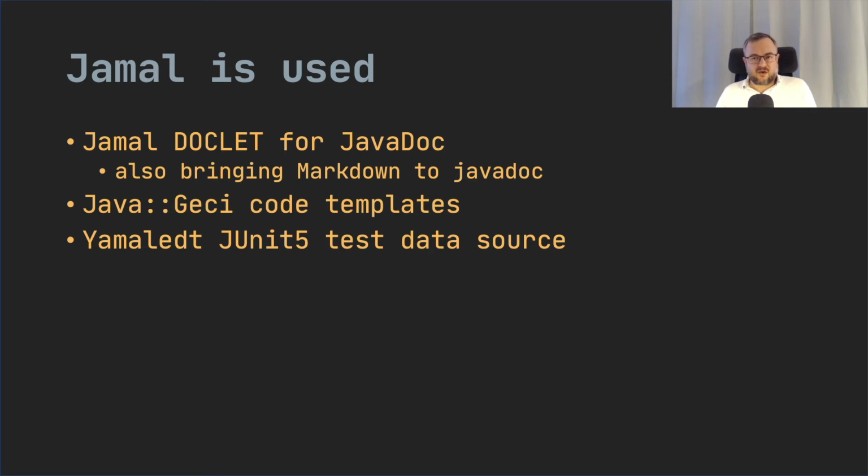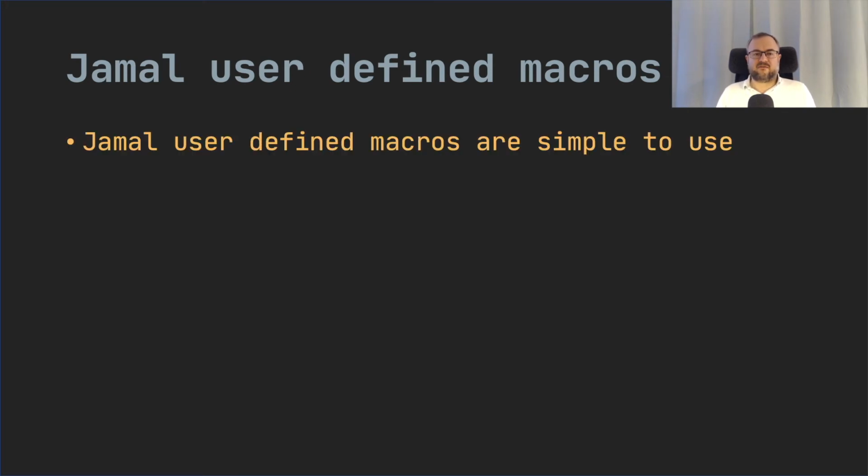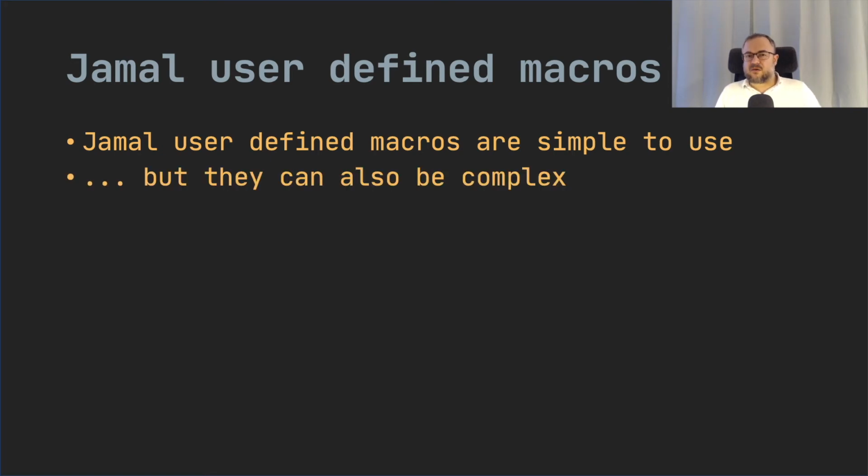But the basic core thing of Jamal is, of course, that it's a macro language, so it has user-defined macros, which are very, very simple to use. You just write define, name, value, and things like that. But since you can define macros inside macros, and also some macros can be defined when other macros are evaluated, they can go fairly complex sometimes.